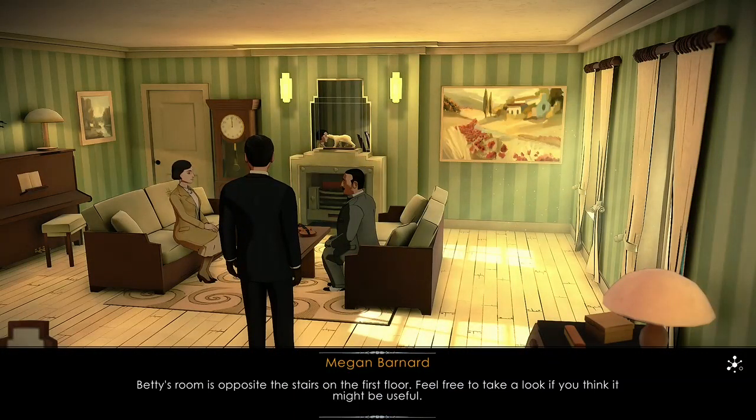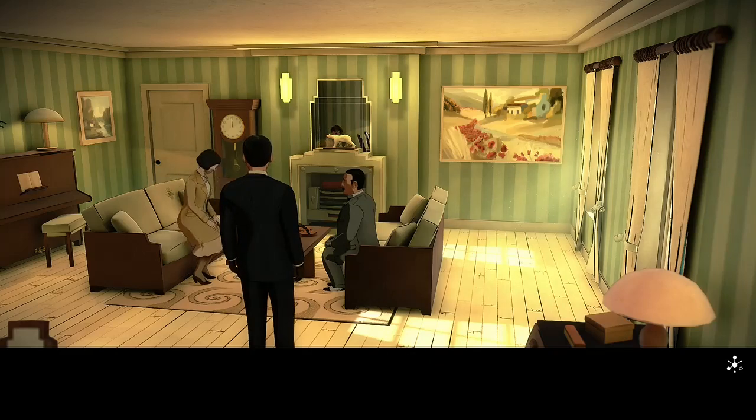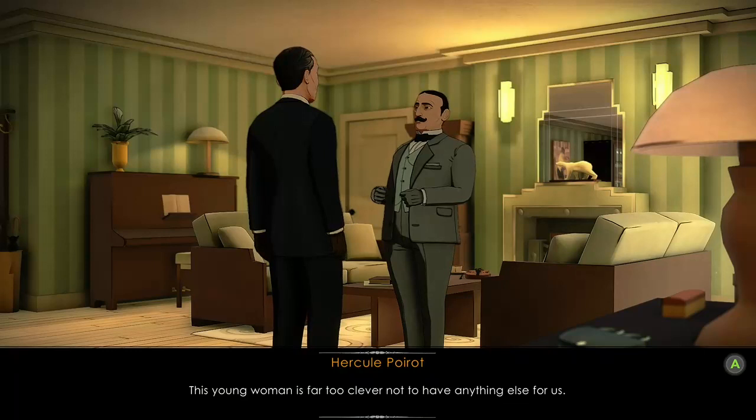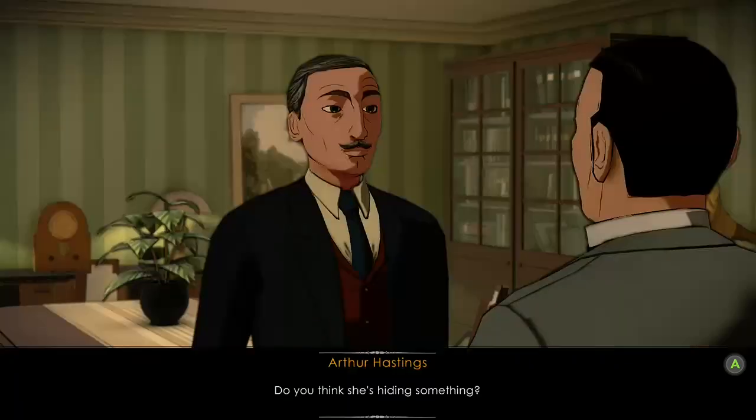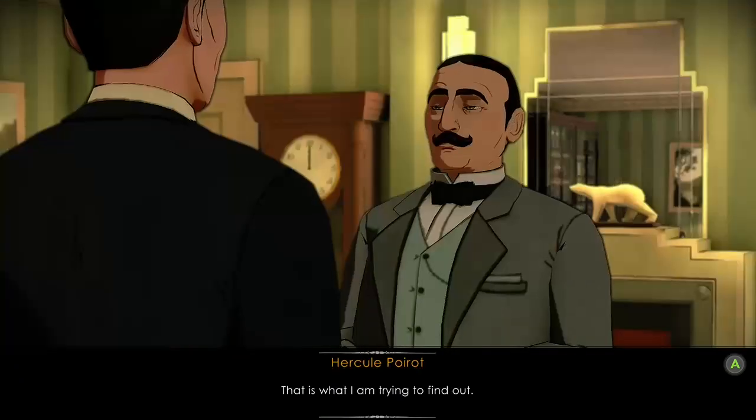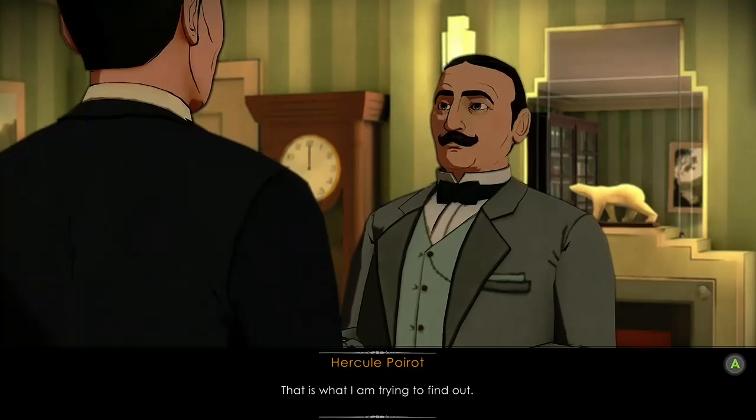But of course. Betty's room is opposite the stairs on the first floor. Feel free to take a look if you think it might be useful. Ah, so maybe that's what her boyfriend was arguing about. This young woman is far too clever not to have anything else for us. Do you think she's hiding something? That is what I'm trying to find out.